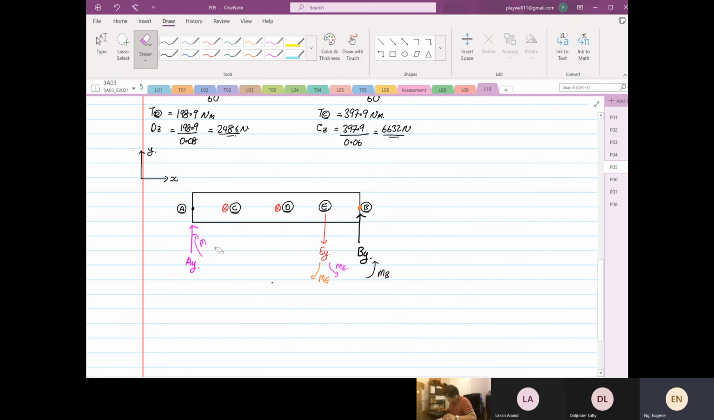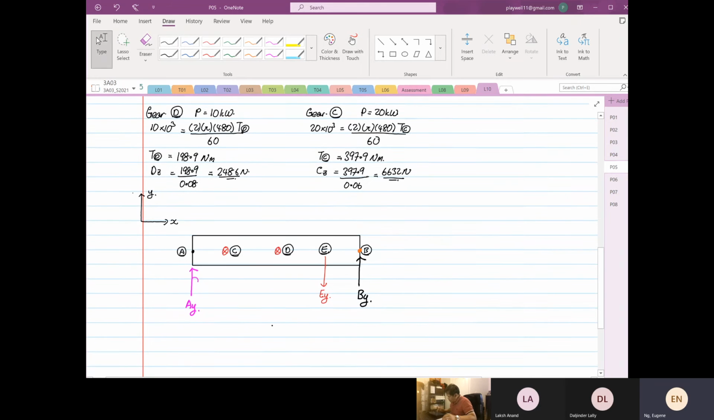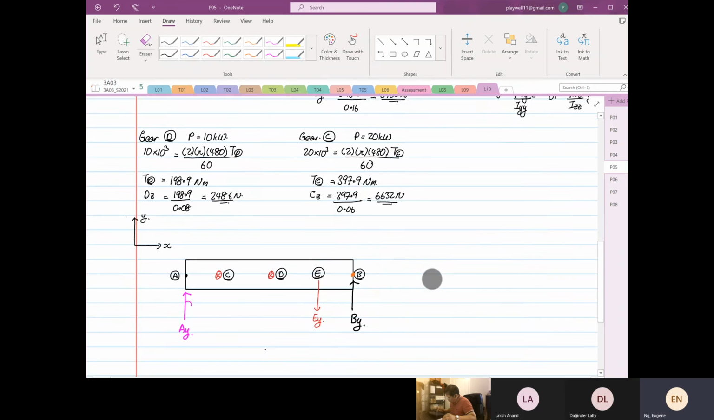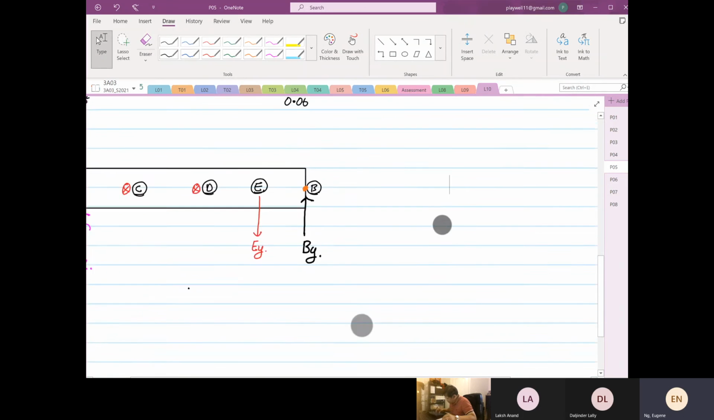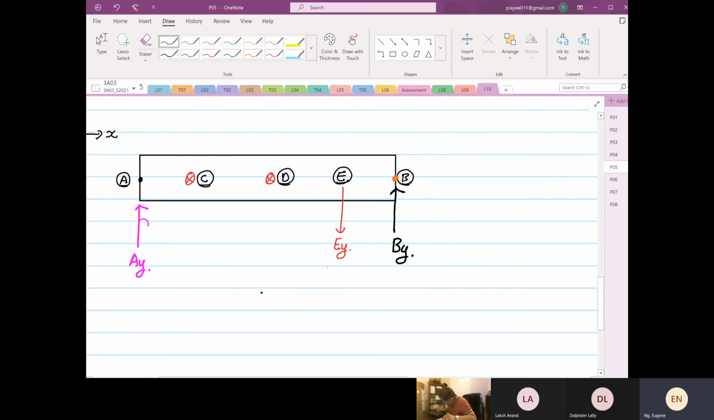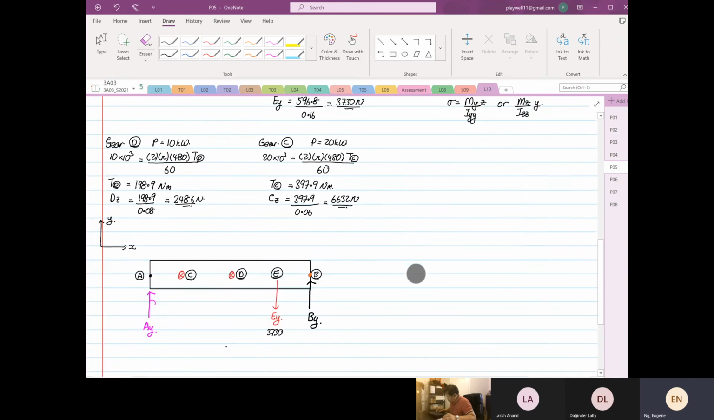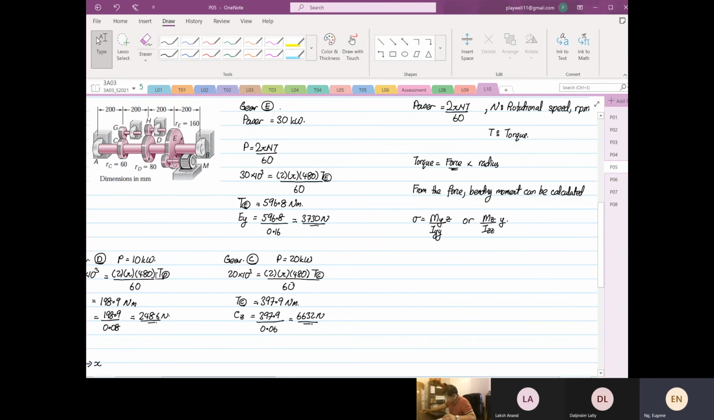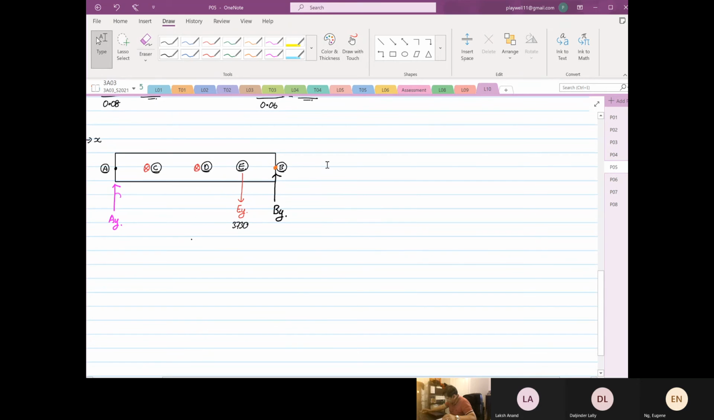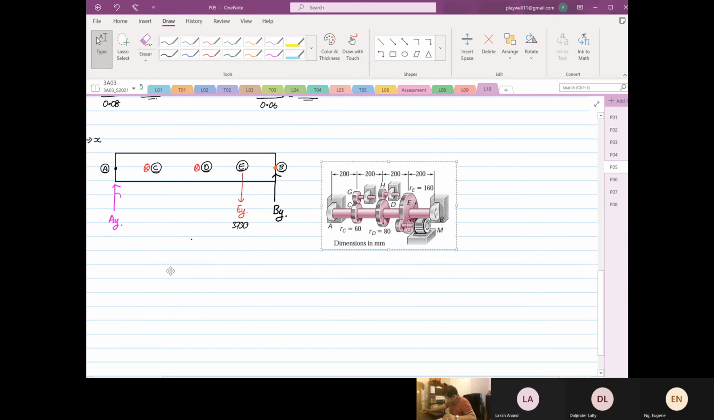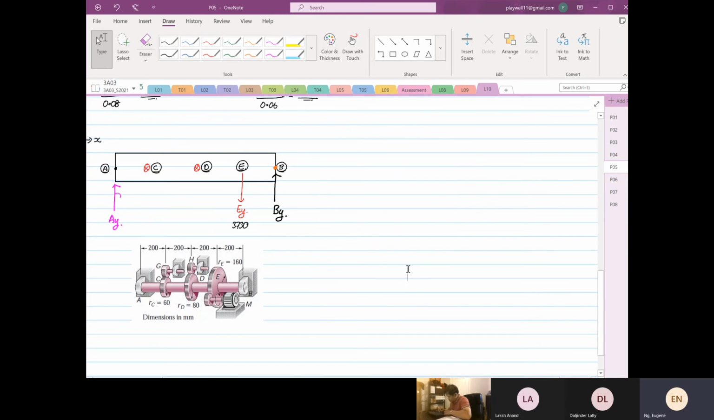Right, I'm going to get rid of all the moments down here. Okay, so we know that EY, we found EY, right? At gear E is 3730. So we know that this is 3730. I'm going to take the distance so we can see the distance.